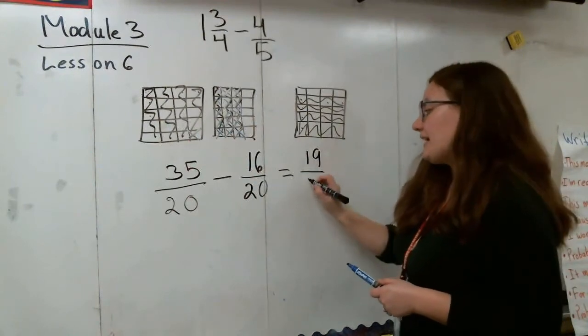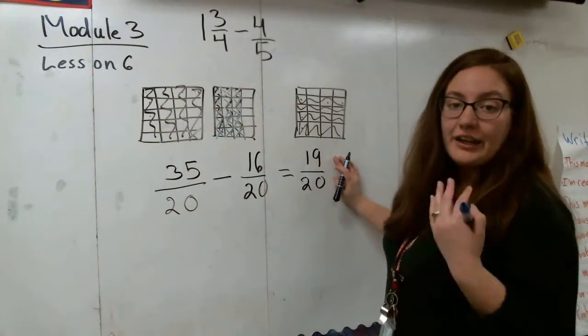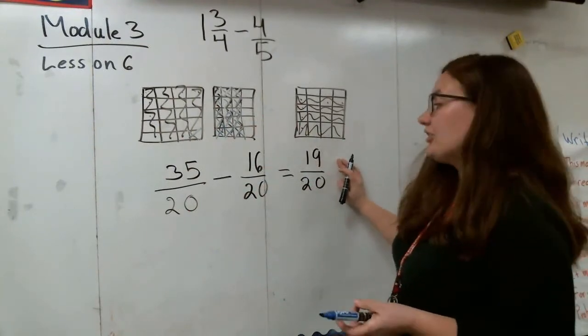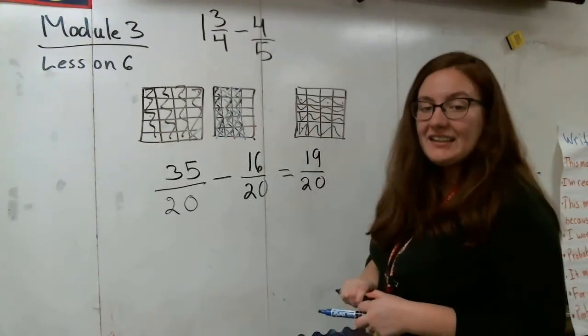Now, I need my denominator. Remember that denominator does not change. I am left with a great fraction. It's not an improper fraction, so I can just leave it the way it is, and 19/20ths is my final answer.